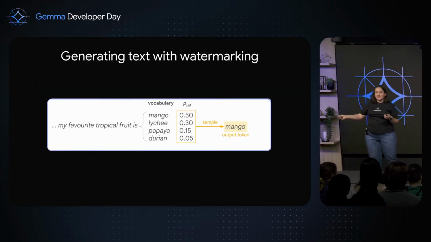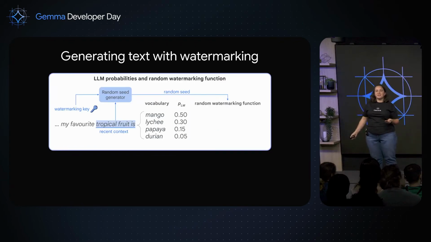When you generate language from a language model, the first step is the language model gives you a distribution of all the possible next tokens. What you do next, you sample one token out of all these tokens. In this case, the token is mango.